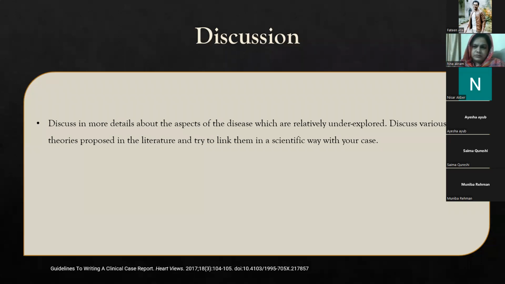So whatever you are reporting, it will have some basis somewhere in the literature. It will not be out of the blue. So you have to find the pathogenesis of that disease or that rare process. Even in animal studies, you can find it and then report it in your discussion.